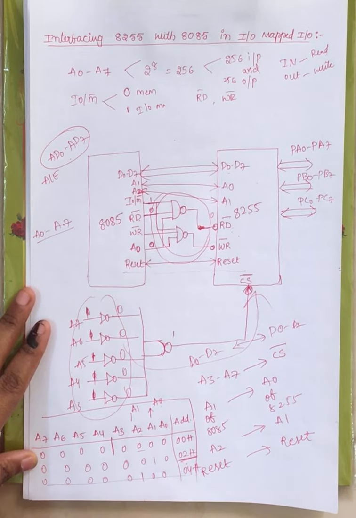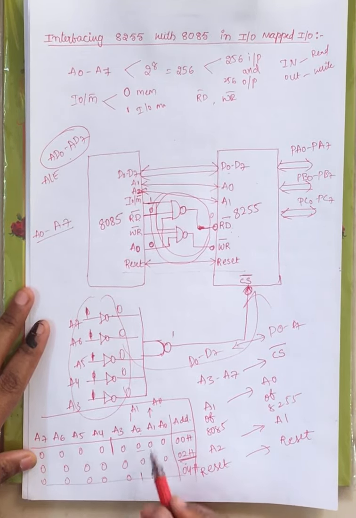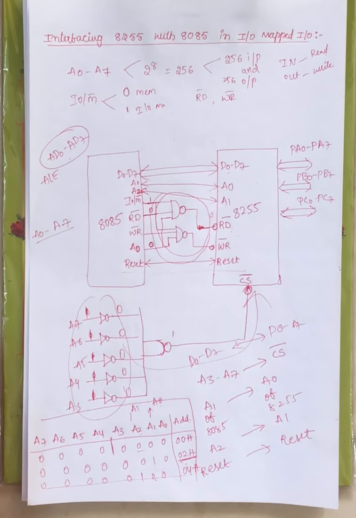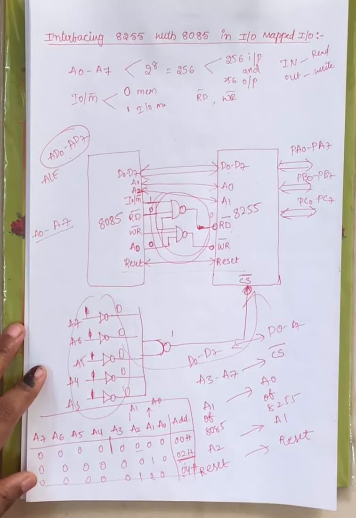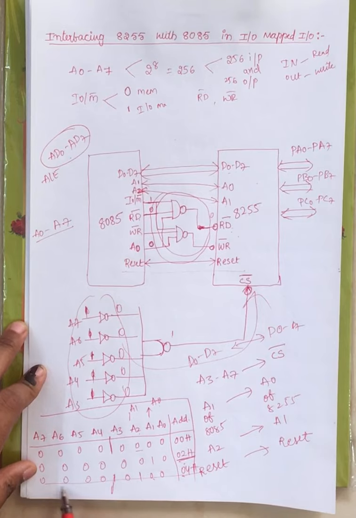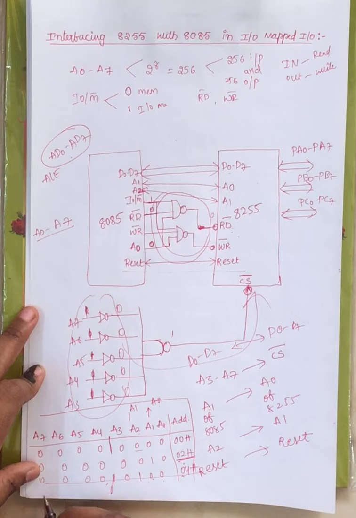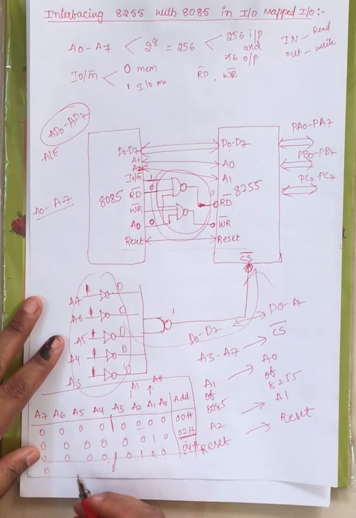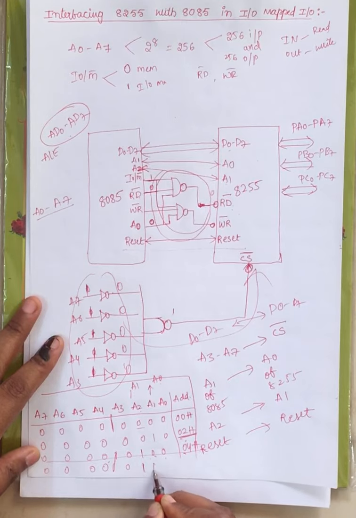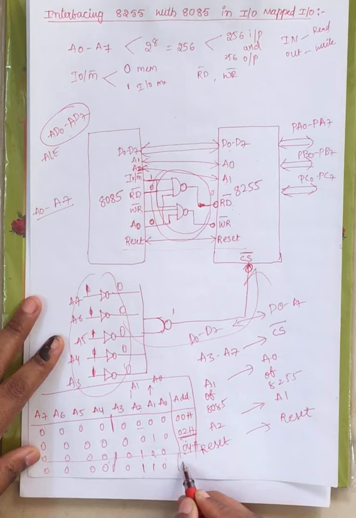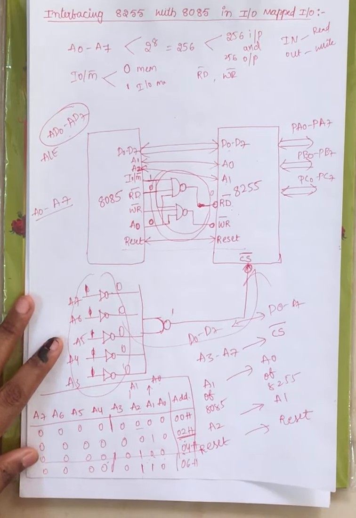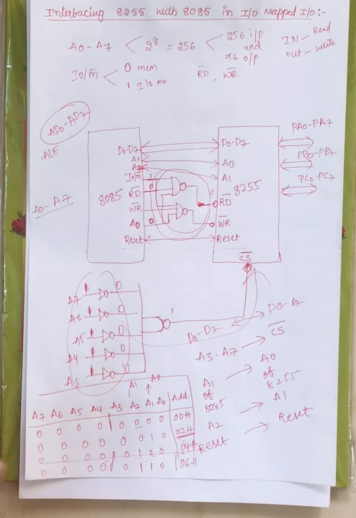Now this is the address of which port? Port C. When A1 is 1, A0 is 0, which port is selected? Port C. What is the address? 04H. Divide into 4-bit form. This is 0, 1, 0, 0, 4H, right? Now similarly, what is the address of control word register? All are zeros. Now the control word register is selected when A1 is 1 and A0 is 1. Now what is the address? 06H, right?